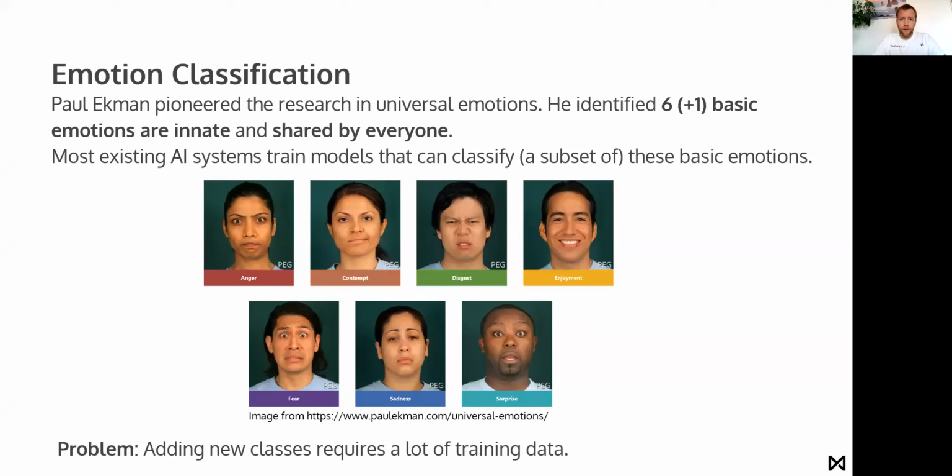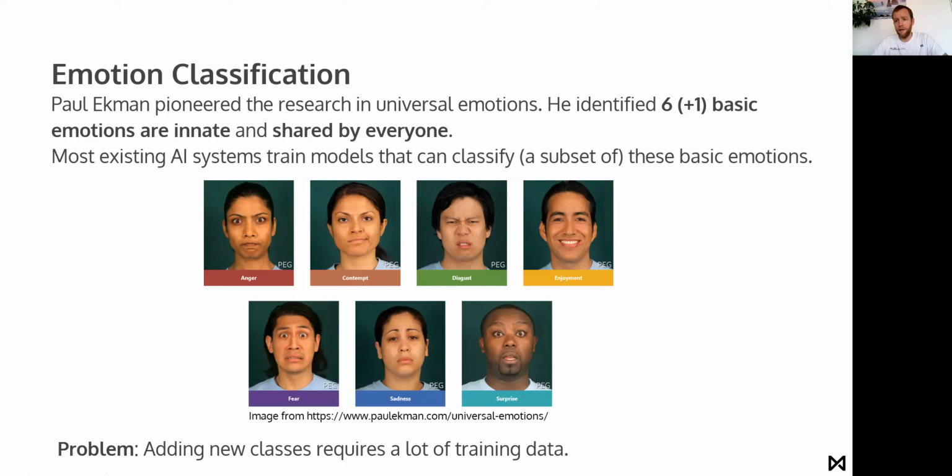Let's get started with some previous work on emotion classification. Most of the existing AI systems are trained to identify 6, sometimes 7 basic emotions that were identified by Paul Ekman, who has been working in this field for over 40 years. They basically have these emotions that you see below: anger, contempt, disgust, enjoyment, often referred to as happiness, fear, sadness, and surprise.